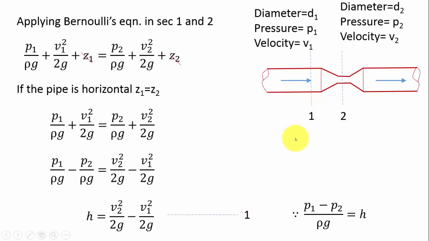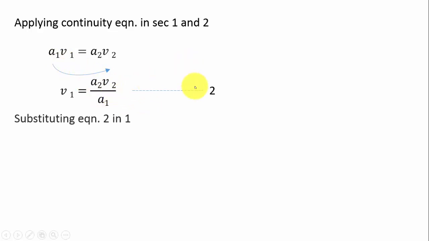Now we are applying continuity equation in the sections we have seen in the previous case, section 1 and 2. So A1 V1, area 1 velocity 1 is equal to area 2 velocity 2. So now we are bringing the area term to the right hand side. Let us take this equation as equation number 2. Now we are substituting equation number 2 in equation number 1. So in equation number 1, the V1 term is there. Now we are replacing this V1 term by A2 V2 divided by A1.